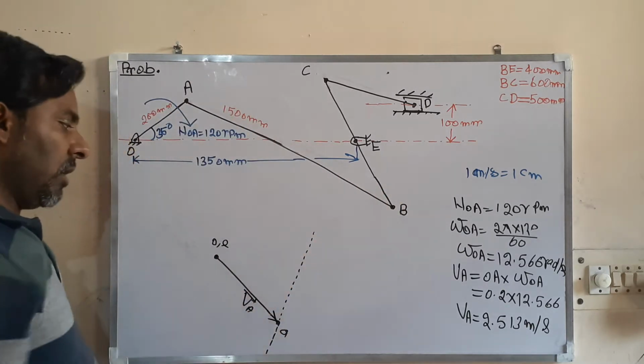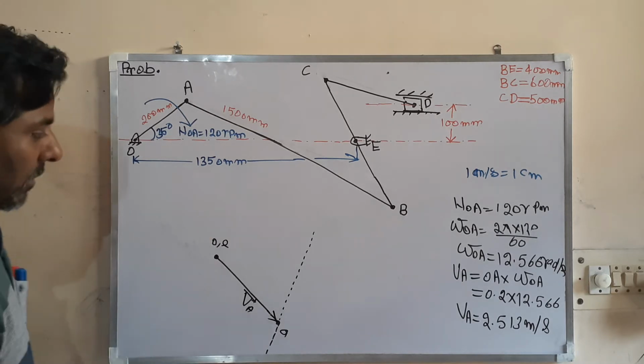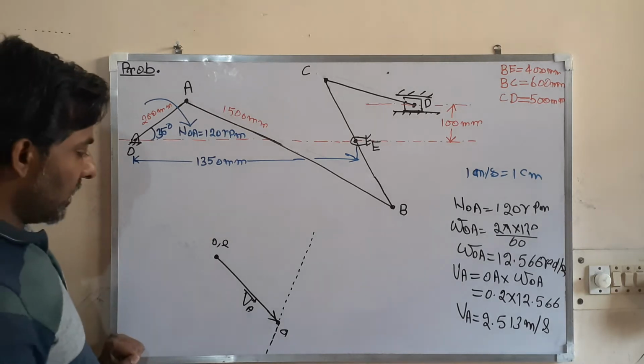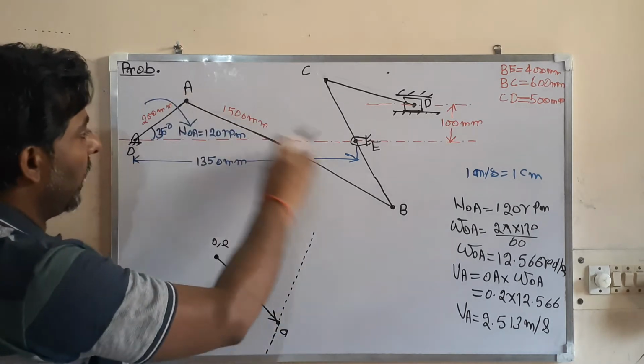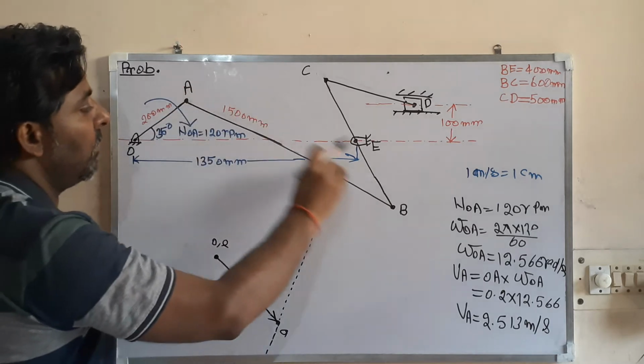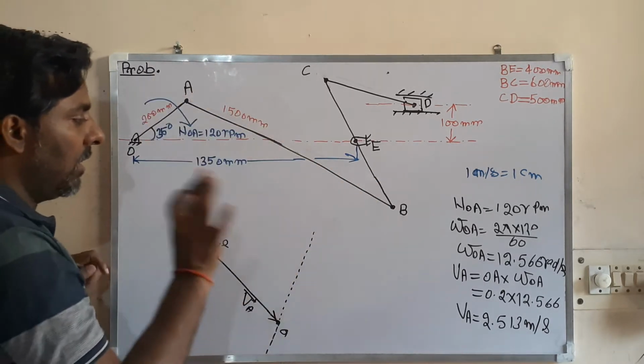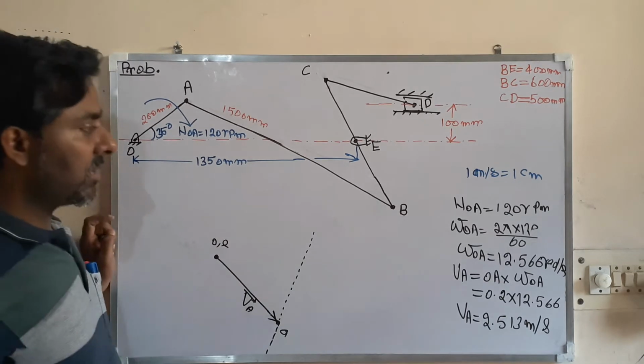So I have drawn. You can draw by set square or by using the mini drafter. So this is the line perpendicular to AB. When we are looking at the point B from A, then its velocity will be perpendicular to AB. तो A से हमने perpendicular to AB line draw किया. अभी हमारा point B fix नहीं हुआ.